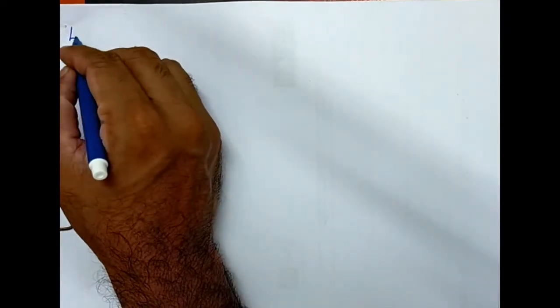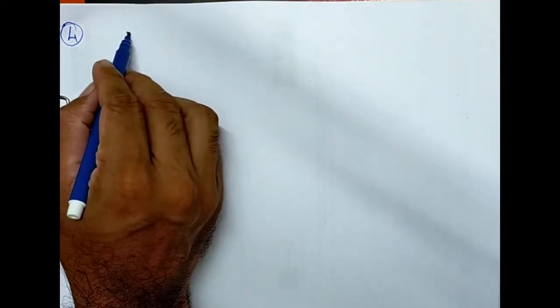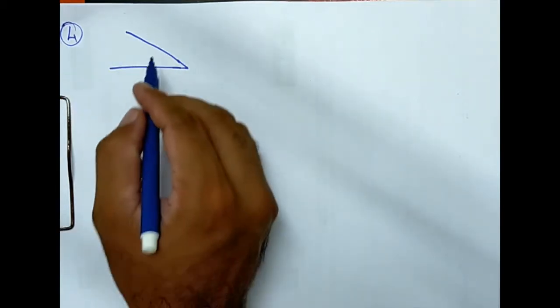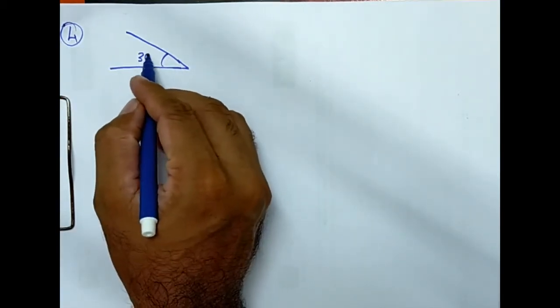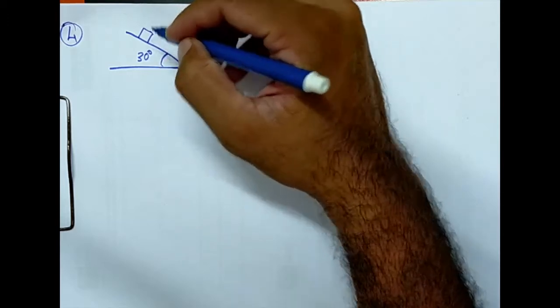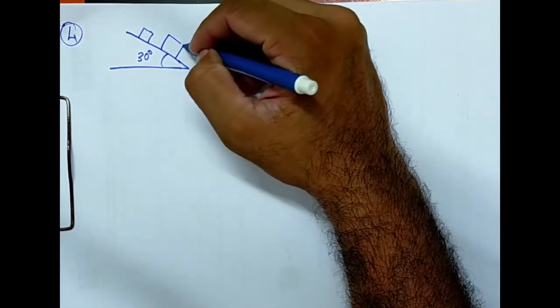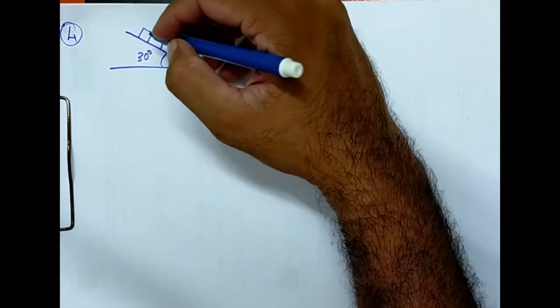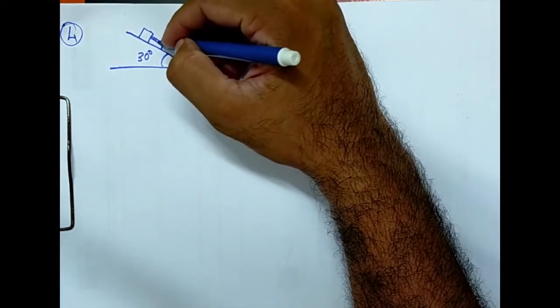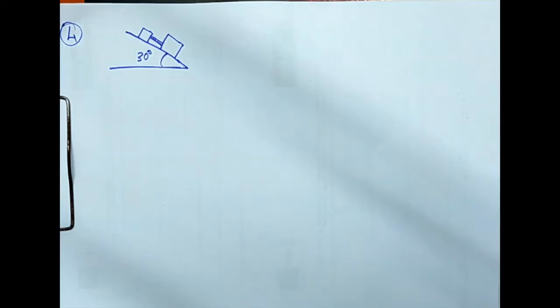So let's solve this. Problem number 4. So here what we have is two objects resting on a slope surface which is making an angle 30 degree with the horizontal. So we have block A and we have block B, and they are connected with a rigid rod.